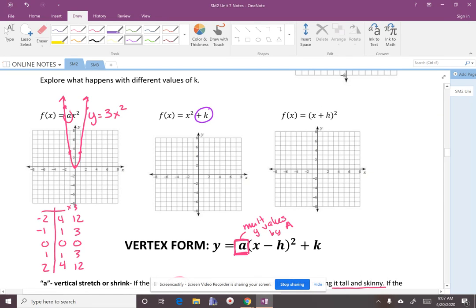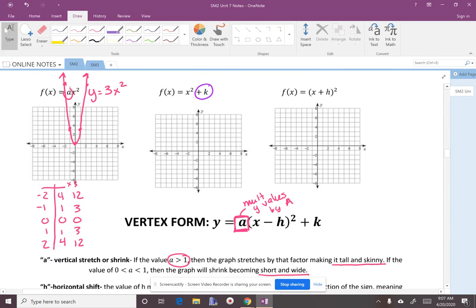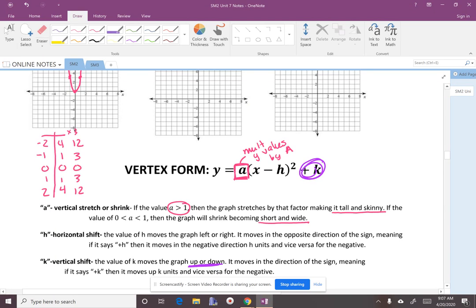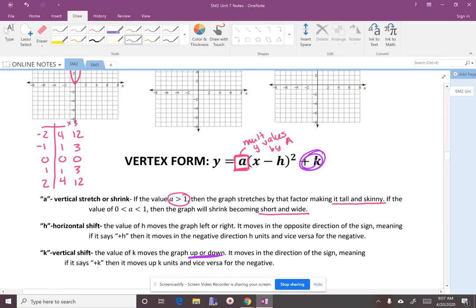Okay? The next thing, what if we add a number out to the side? If we add a number out to the side, that's our K. Okay, and the K value, if we look at our notes down here, it says K is a vertical shift. K moves the graph up or down. It moves in the direction of the sign, meaning if it says plus K, then it moves up, and vice versa, meaning if it says minus K, then it moves down.